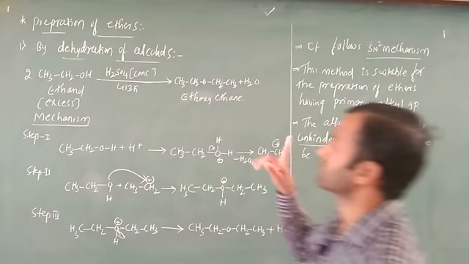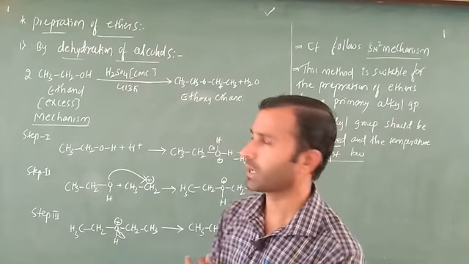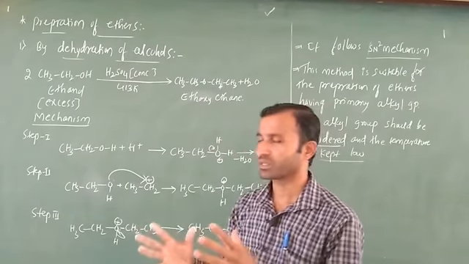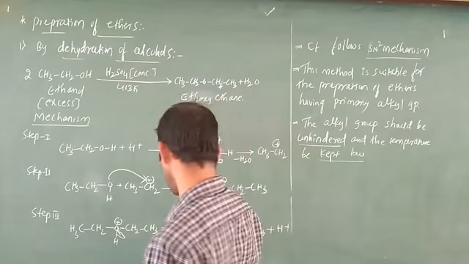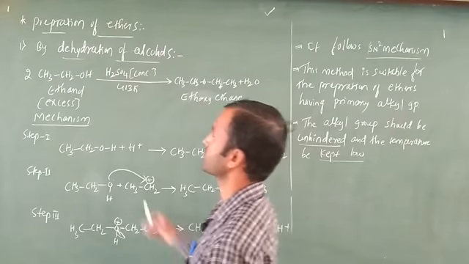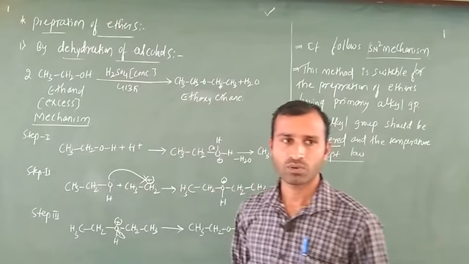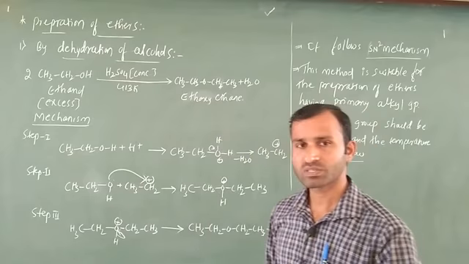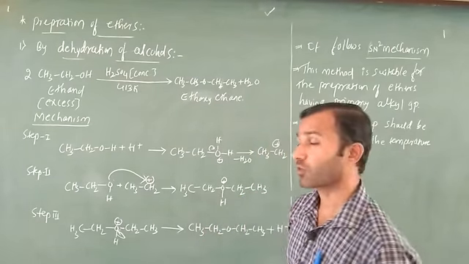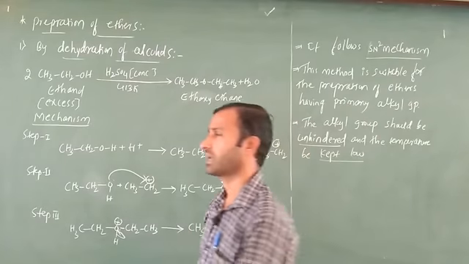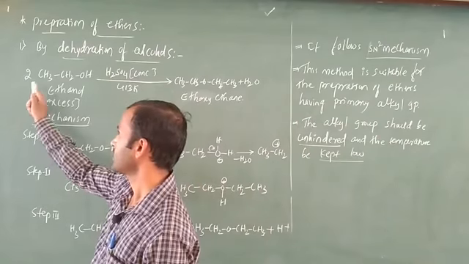Next point, friends, preparation of ethers. The IUPAC nomenclature and introduction of ethers is completed. The next part is preparation of ethers by dehydration of alcohol. What is the meaning of dehydration? Dehydration means removal of water from alcohol. That indicates dehydration of alcohol.